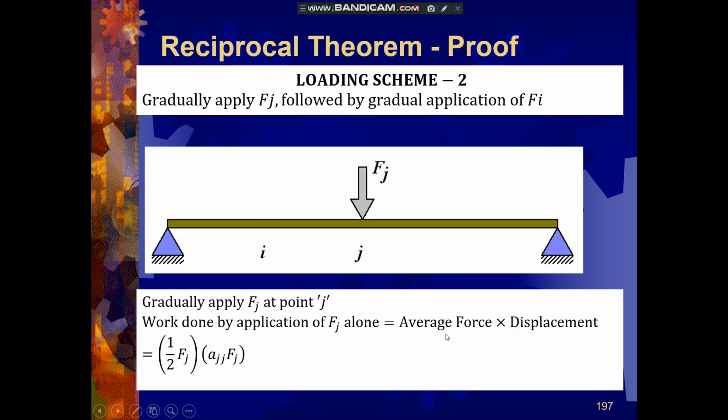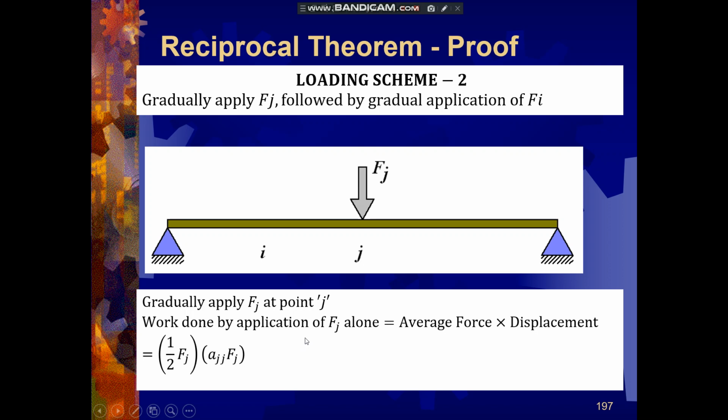Now we take up the second scheme where the order of application of Fi and Fj has been reversed. So we first apply Fj and then we'll follow up with the application of Fi. So as we have done before, when we apply Fj, the amount of work done by Fj is the average force, that is half of Fj as explained earlier, multiplied by the displacement at location j, that is Ajj, the direct influence coefficient corresponding to j, multiplied by the force Fj. So this is the work done when force Fj is acting alone.